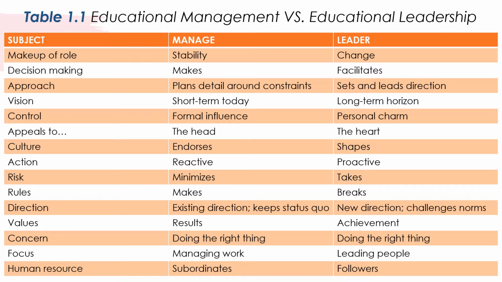For rules, a manager makes the rules, leaders break the rules. For direction, managers want to stay on the existing direction and keep the status quo or keep sticking to schedule, whereas a leader finds a new direction, challenges the norms, or goes on their own path. Values for a manager is they want to see results, whereas a leader wants to see achievement. The concern for a manager is making sure that they're doing the right thing, but that's also the same for the leader. So that's where you can see the similarities in both of these.